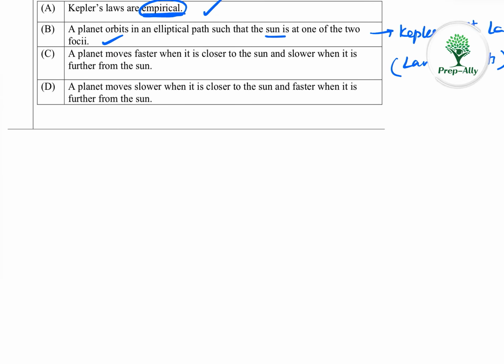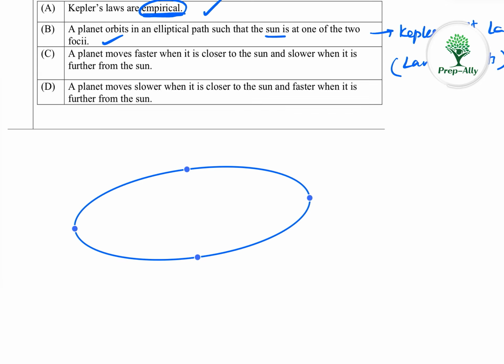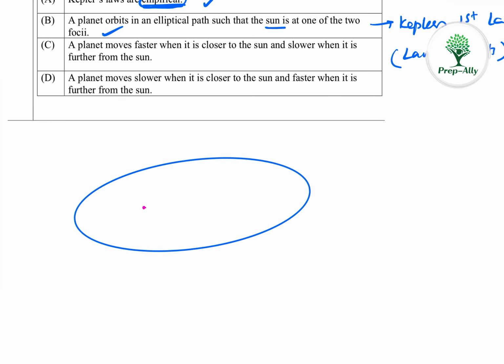How do you figure it out? We know that the planet has an elliptical orbit like this. Now an ellipse has 2 foci. One focus is somewhere here, the other focus is somewhere here, so let us call them F1 and F2. Now let us say the sun is at F1. The planet will move such that the aerial velocity remains constant. This value is constant. Now what do you mean by aerial velocity? The area covered per unit time.